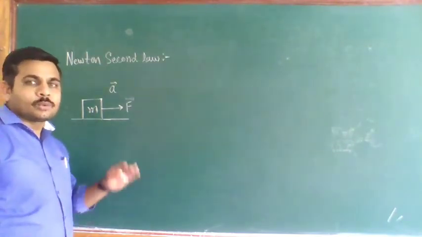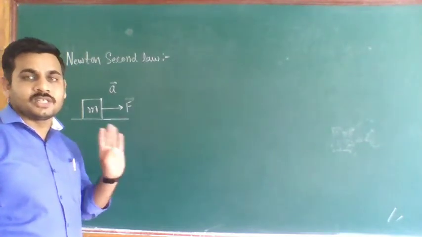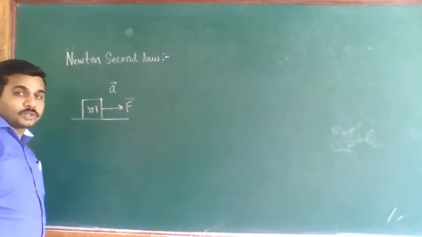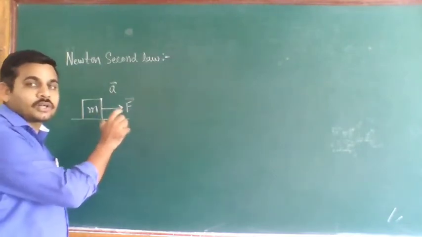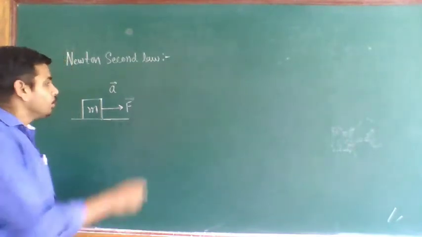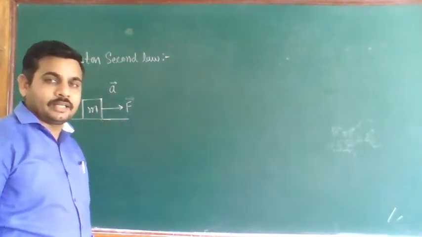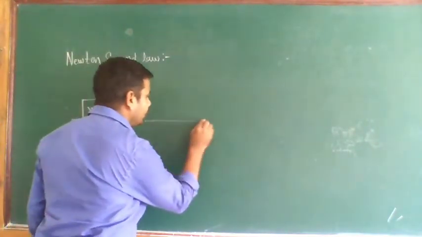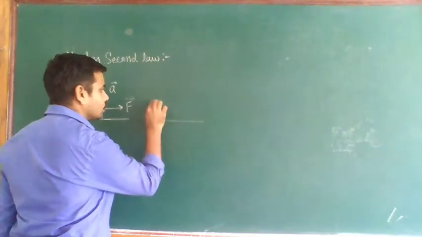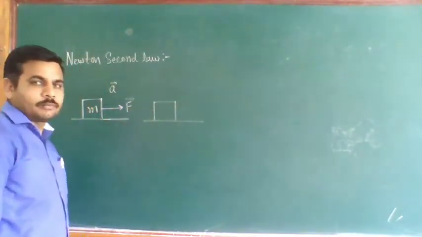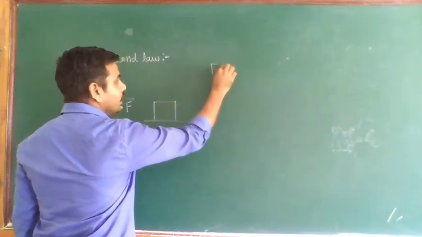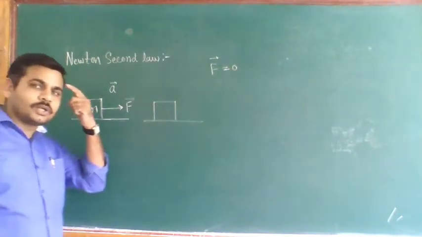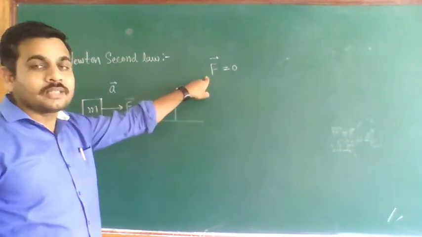Initially I explained that we are considering the surface to be frictionless. So due to this small frictional force, when you apply the horizontal force, this ice cube will be accelerated with acceleration A. Now we increase the force. What happens to that body? Because we are discussing what happens if force is non-zero, and Newton's second law gives the answer to that question.